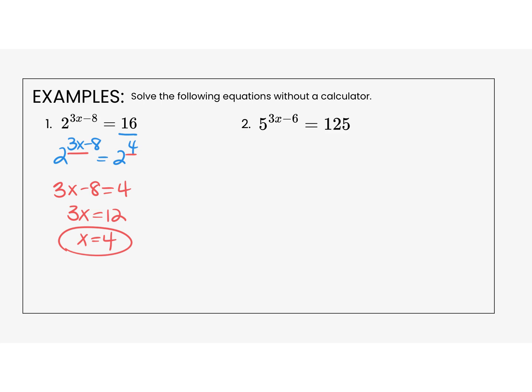Same idea. I have 5 to the power of 3x minus 6 equals 125. Again, they do not have the same base, but we can write 125 as 5 to the third power. So now I have 5 to the 3x minus 6 equals 5 to the third. So again, we can take our exponents and set them equal to each other. So 3x equals 9, which means x equals 3.